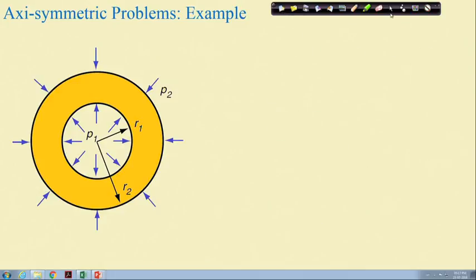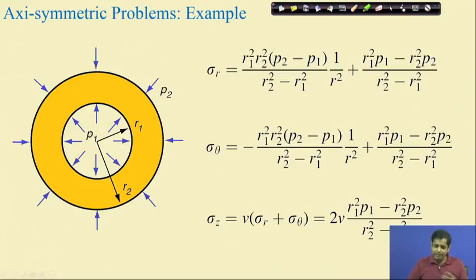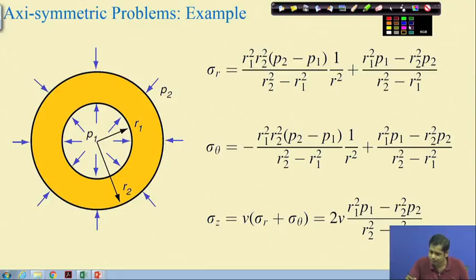Now, if we do that, what we have is the final expression of sigma RR. Please correct it: sigma RR, sigma theta theta, and then sigma ZZ will be equal to this. Sigma R theta will be 0.